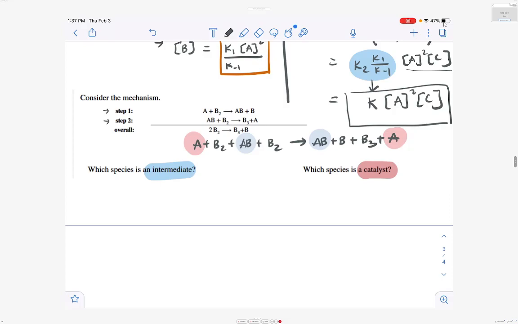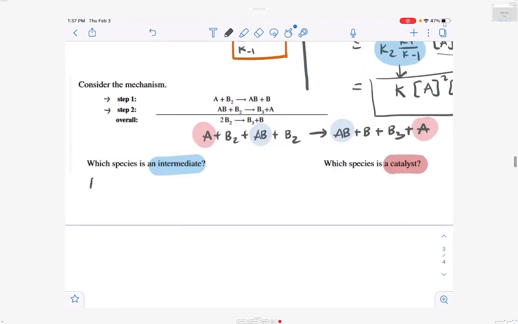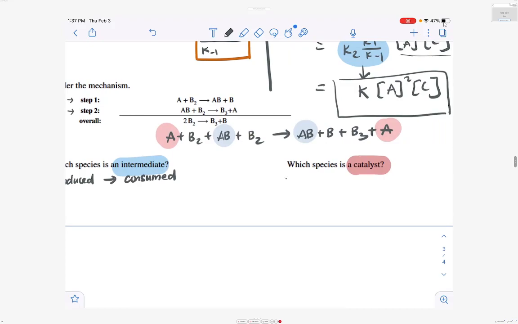Catalyst, on the other end, is consumed in the reaction and produced back after the reaction. So those are the differences. Okay? So an intermediate is produced and then consumed. Okay, a catalyst, you consume first and then it gets produced again at the end in its original form, because a catalyst is not consumed in the reaction.